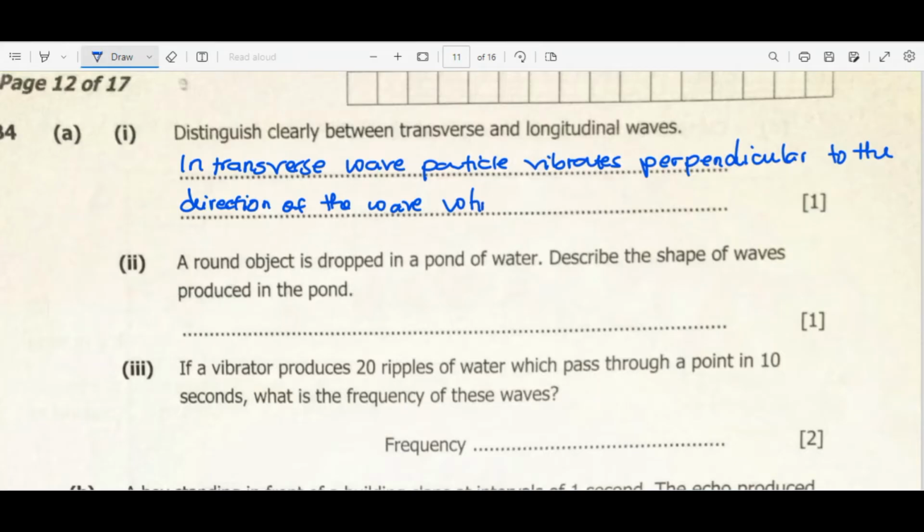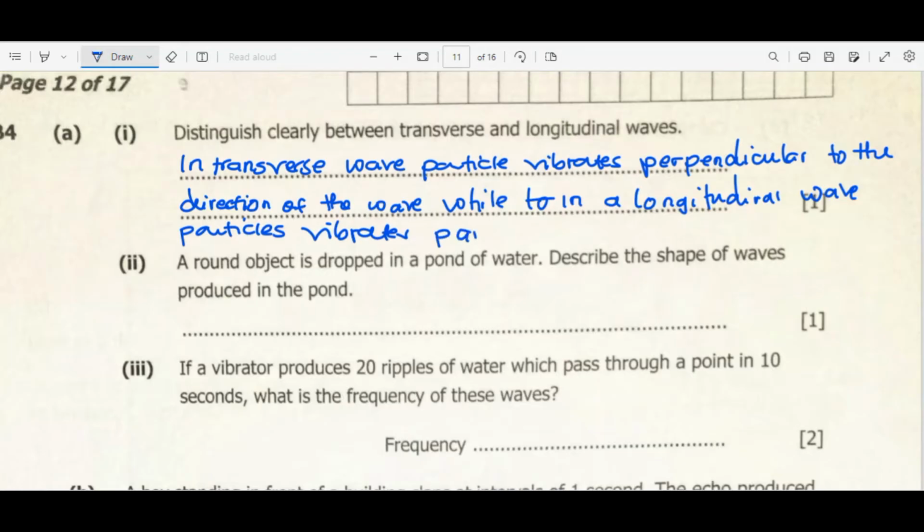while in a longitudinal wave, particles vibrate parallel to the direction of the wave. So that's the difference.